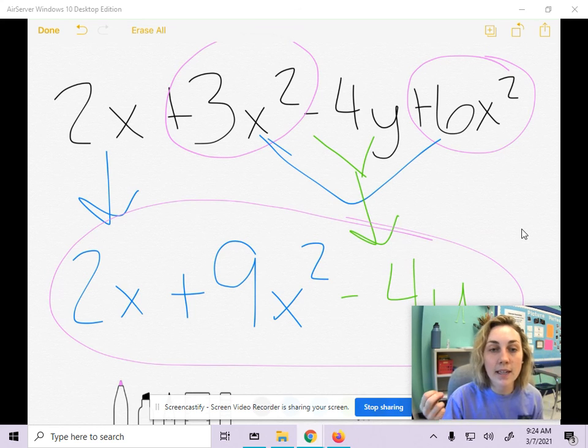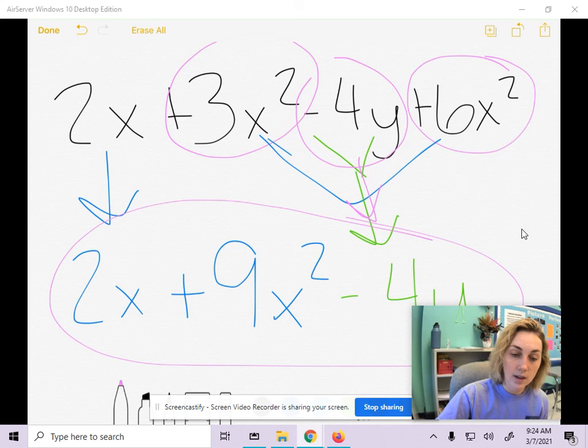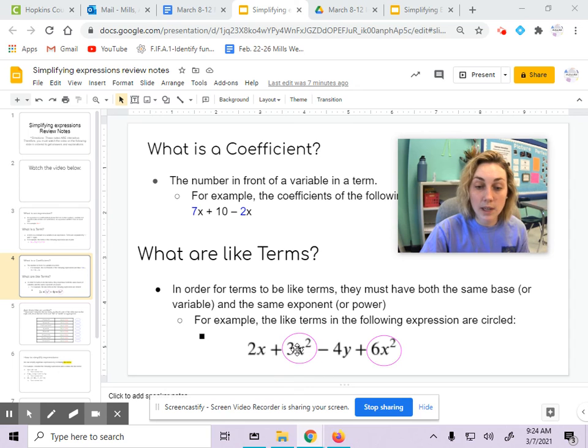Whenever you're combining like terms, you have to be careful with your operators, your subtraction and your addition signs. We'll do more examples together, but make sure that you know what you're adding and what you're subtracting, so you can get the correct answer. As you see here, we had a negative 4y. We had to bring that whole thing down. We couldn't just make it plus 4y. We had to bring down the operator with the 4y. But we'll do more examples of that. So those were the like terms again, 3x squared and 6x squared. They both have the same variable and exponent.